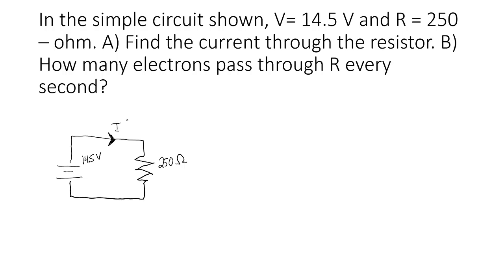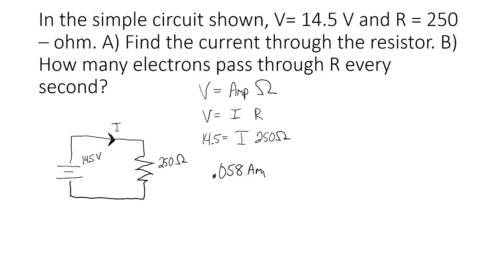And so we have volts equals amps times ohms, or V equals IR. So what we could say is we have 14.5 volts. We're looking for the amount of amps, and we have a 250 ohm resistor. So we'll take 14.5 and we'll divide by 250, and we're going to get 0.058 amps is our current.